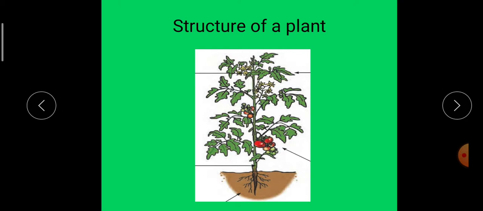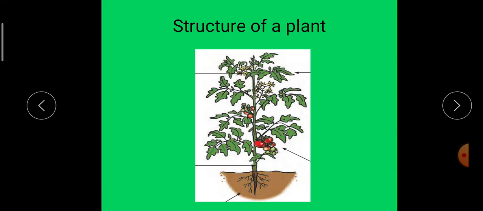Structure of a plant. Now you can see here, these are the roots. Roots hold the plant firmly and anchor the plant. The main functions of the root are to absorb and transport water and nutrients from the soil. The roots of the carrot and radish also store food. There are two types of root. You had studied last year, if you remember: tap root and fibrous root. Right.